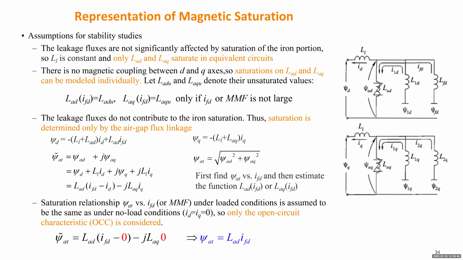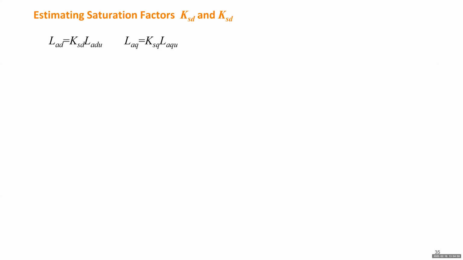And that coefficient will be LAD. So if LIFD increases and LAD is saturated, the flux linkage will saturate. Now we can introduce two factors that indicate the scale, how much the generator is saturated. If that factor is 1, it means no saturation. If it is lower than 1, it means there is saturation.